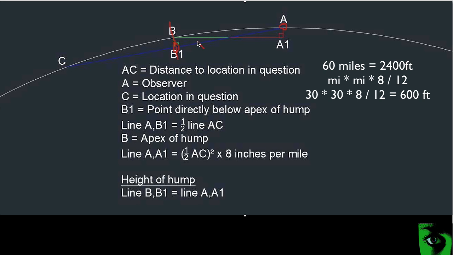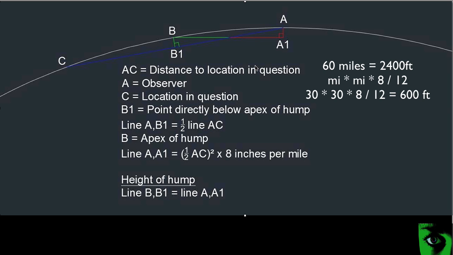So now we've got measurements for this line and this line. I'm not going to write this all out. And we've got the 90 degrees. So we're down here now. We've got A and B1 is 1/2 the line. Yep, got that. So line AA1, right here, is 1/2 of AC squared by 8 inches per mile. So this line A to A1 is going to be the same height as B1.